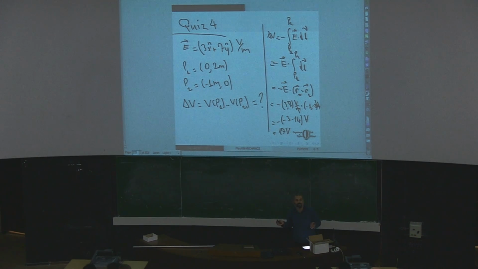I mean, we have to deal with the direction somehow. The volt doesn't depend on the direction, but of course it depends on the electric field, the direction of the electric field, and how your points are oriented. It depends on those things.